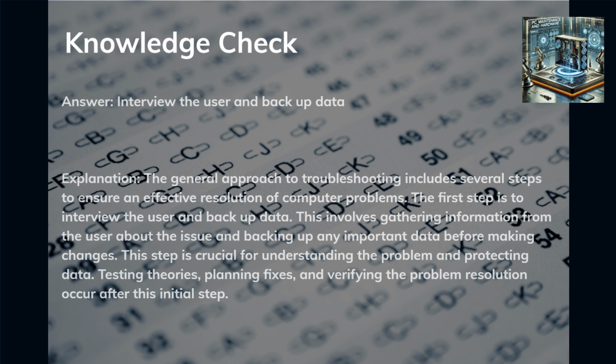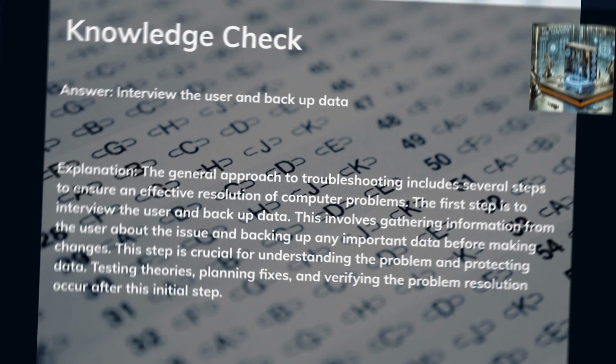The general approach to troubleshooting includes several steps to ensure an effective resolution of computer problems. The first step is to interview the user and backup data. This involves gathering information from the user about the issue and backing up any important data before making changes. This step is crucial for understanding the problem and protecting data. Testing theories, planning fixes, and verifying the problem resolution occur after this initial step.